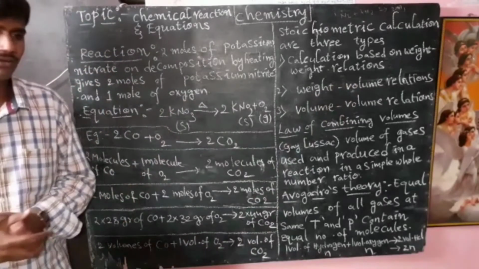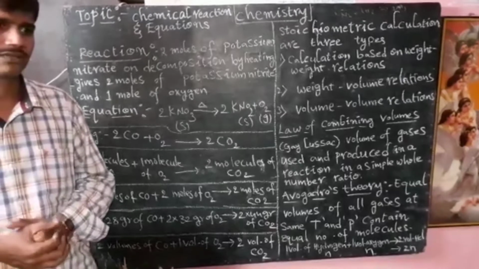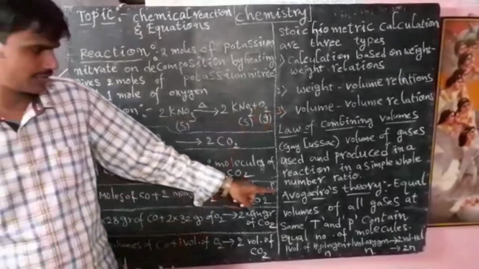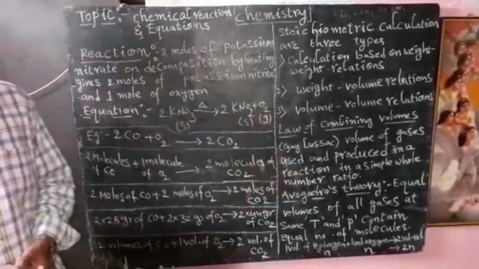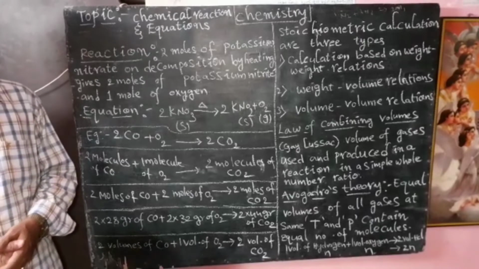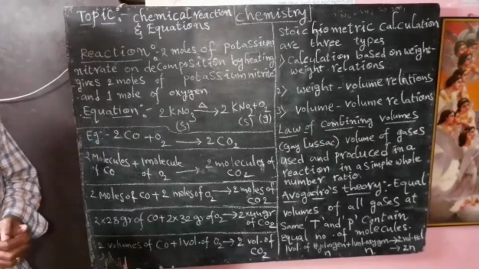So next, two more important definitions are there. One is the law of combining volumes, and another one is Avogadro's theory. So the law of combining volumes was proposed by Gay-Lussac. Okay, it is the scientist's name, Gay-Lussac.